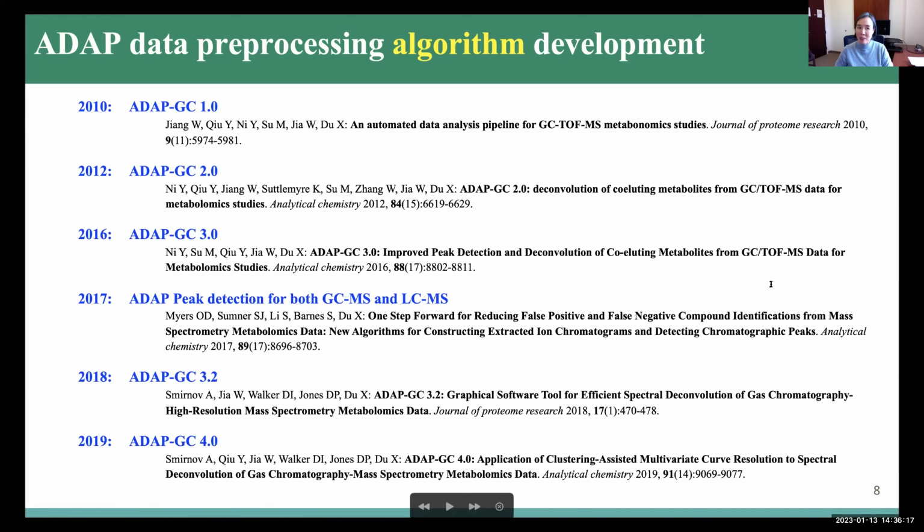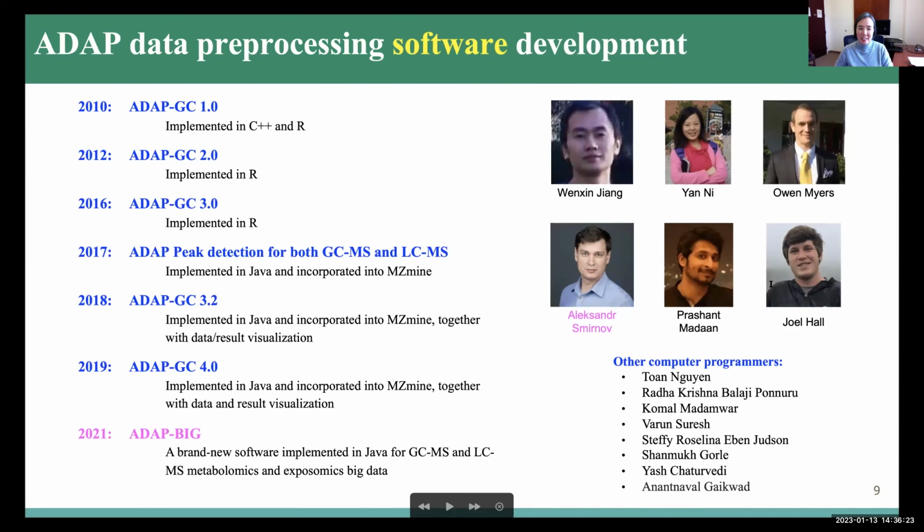Here I'm showing the past work in developing the algorithm. For the software development, you can see we have gone through a few iterations from R to Java, and there are also Python versions. The most recent development is ADAP Big. This is a Java-based software tool, really the user-facing software tool, and it's freely available on the ADAP Big website. I'm going to talk a little more about this. Of course, this work has been developed by a team of programmers in my group, especially Alex.